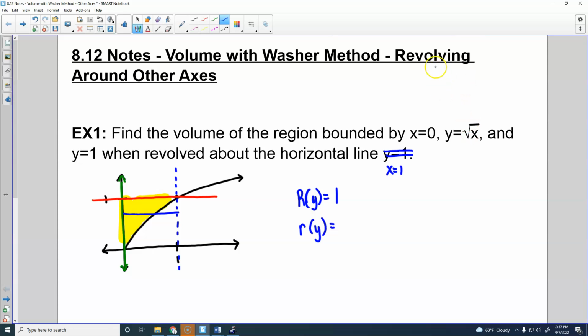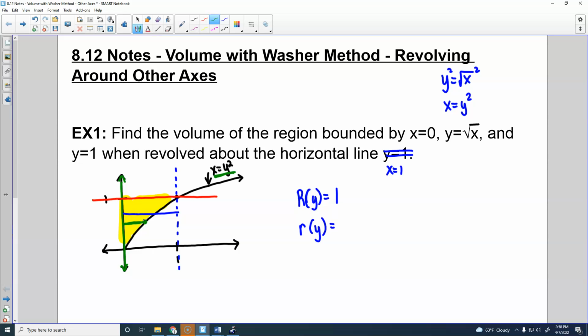So let's talk about, well, first let's do y equals square root of x. We're going to solve it for x. So that's going to be x equals y squared. So this graph right here is x equals y squared. So when I see x equals y squared, that gives me the distance. So this equation, y squared, gives me the distance from the equation to the y-axis.